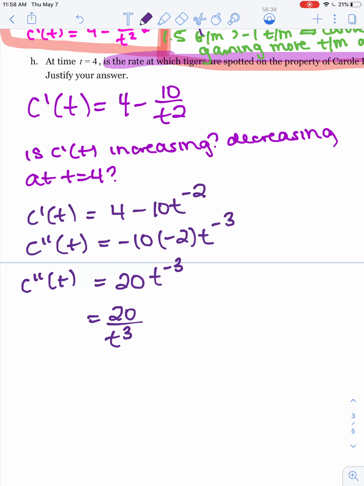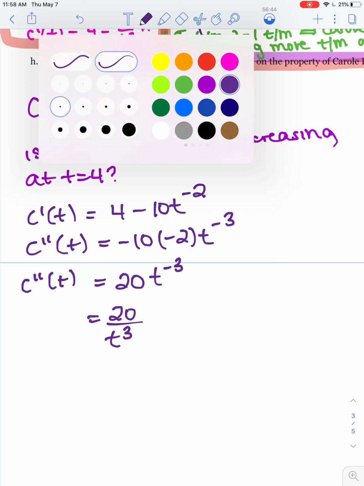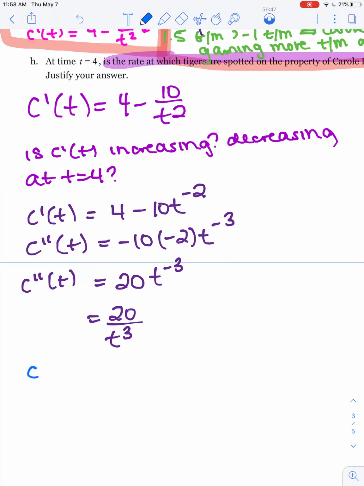Okay, so we need to figure out, is this function increasing or decreasing at t equals 4? So the next piece of this, we're going to go ahead and analyze c double prime of 4. We see that that is equal to 20 over 4 cubed, and we can pretty quickly see that that is going to be greater than 0. You can calculate that out in the calculator, or you can recognize that 20 is positive, 4 cubed is positive, and a positive divided by a positive is also going to be positive.